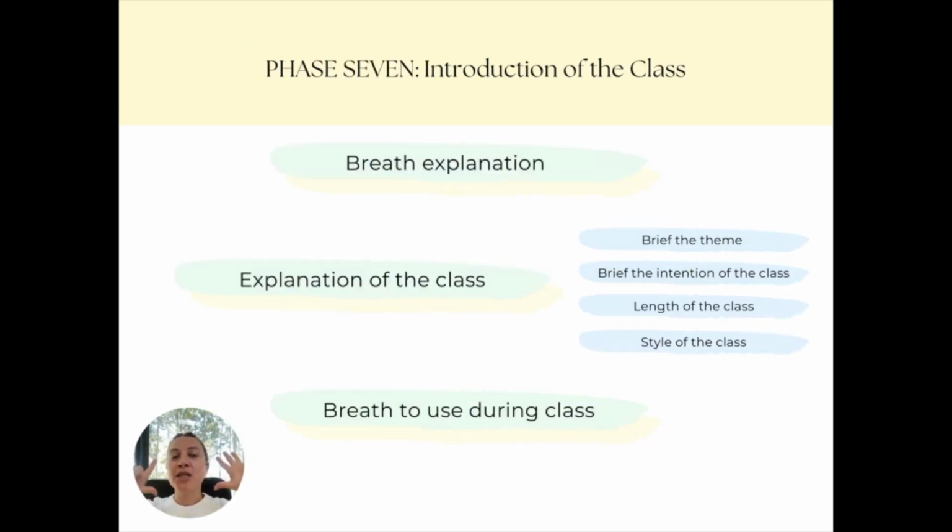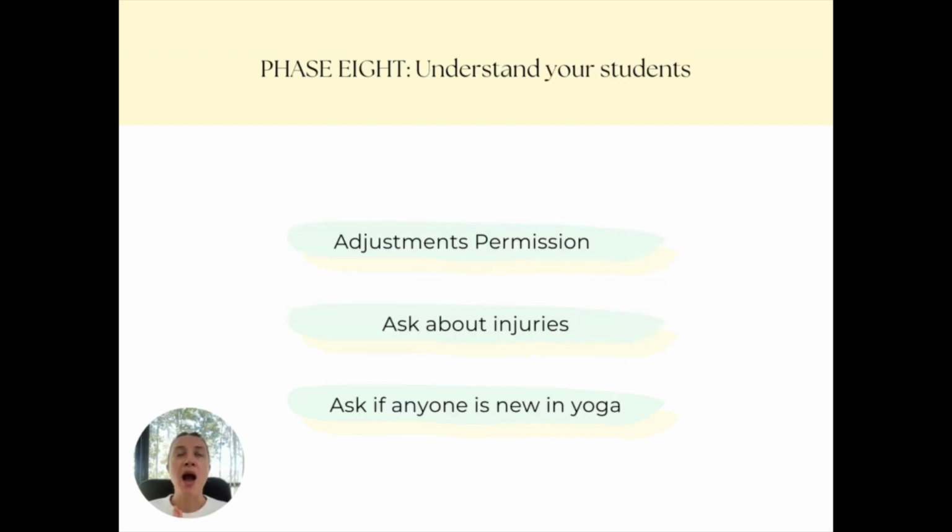Phase number 7, introduction of the class, the breath explanation, the explanation of the class. For example, the theme, the intention of the class, the length of the class, the style of the class, so they know what to expect. And the breath to use during the class. For example, I love to say something like in Warrior 1, when we move upward and backward, it's normally an inhale.